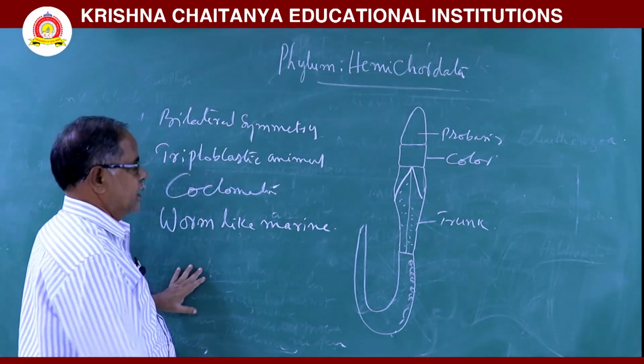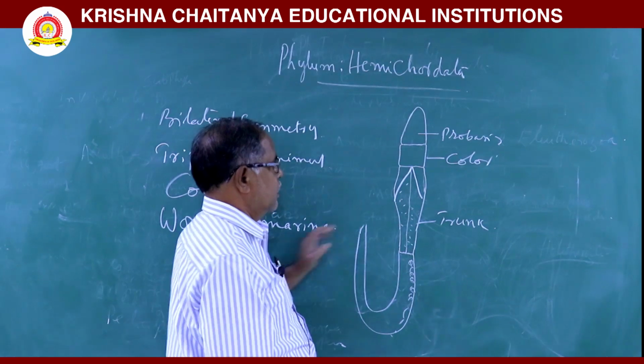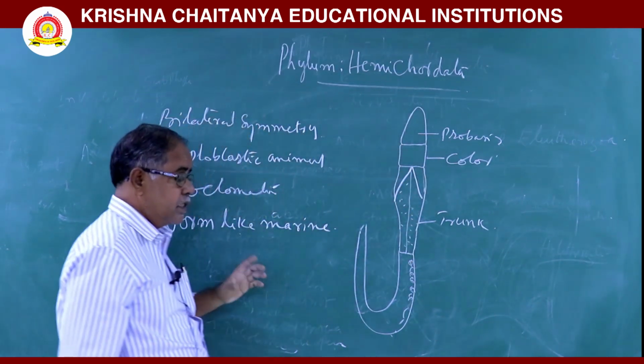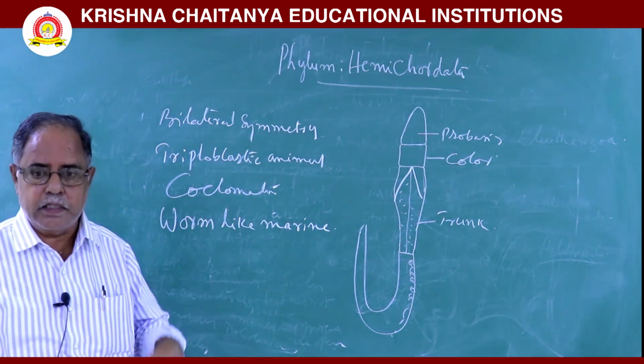Here, the body is cylindrical. The body is divided into three parts: proboscis, collar and trunk. In this animal, one median buccal diverticulum is there. That is the stomochord.